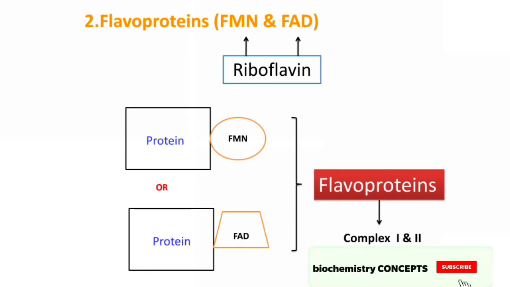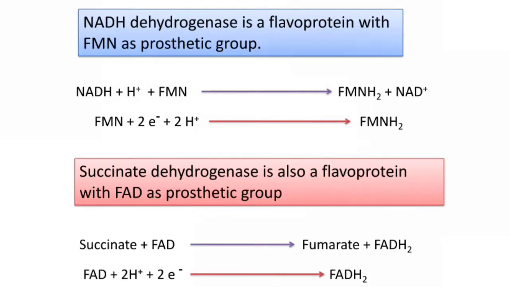Coming to the next component, that is flavoproteins. Proteins with FMN or FAD as prosthetic group are called flavoproteins. These flavoproteins are important hydrogen carriers. They are important components of complex 1 and complex 2. Coming to examples of the flavoproteins, NADH dehydrogenase, that is complex 1 of electron transport chain, is a flavoprotein because it contains FMN as the prosthetic group.